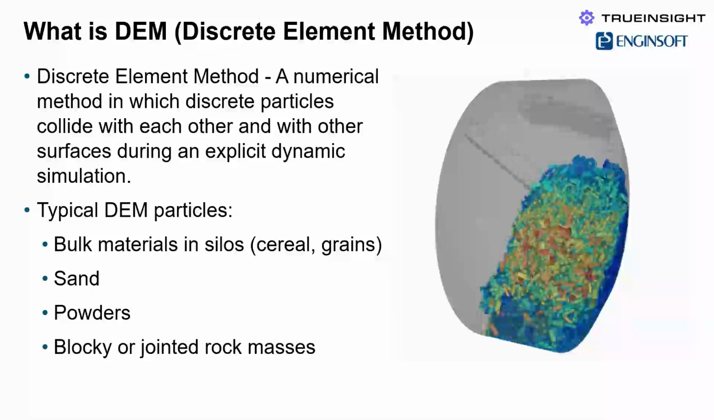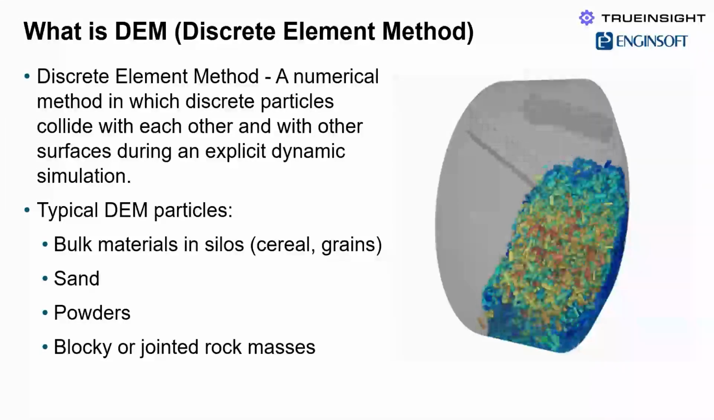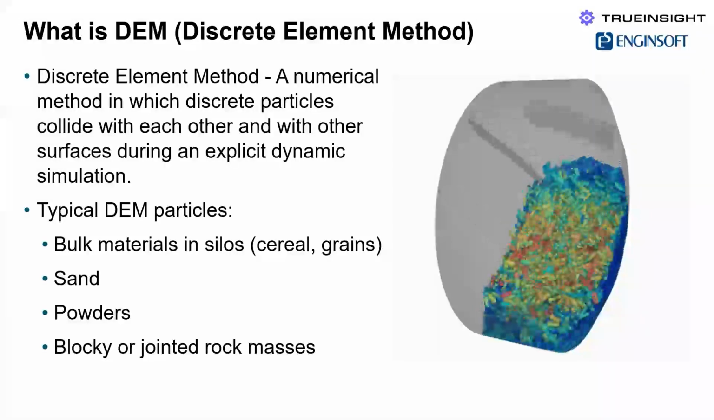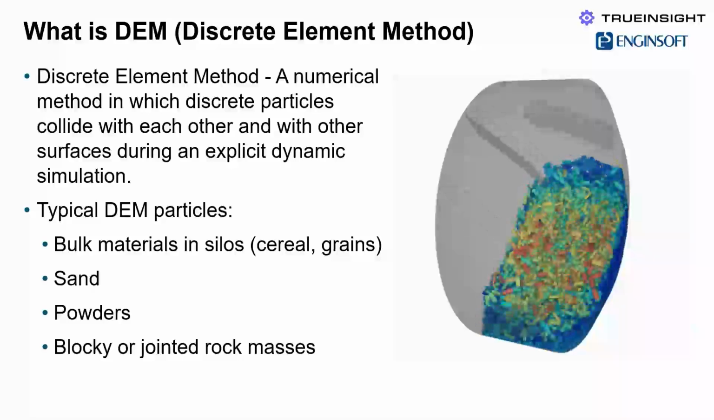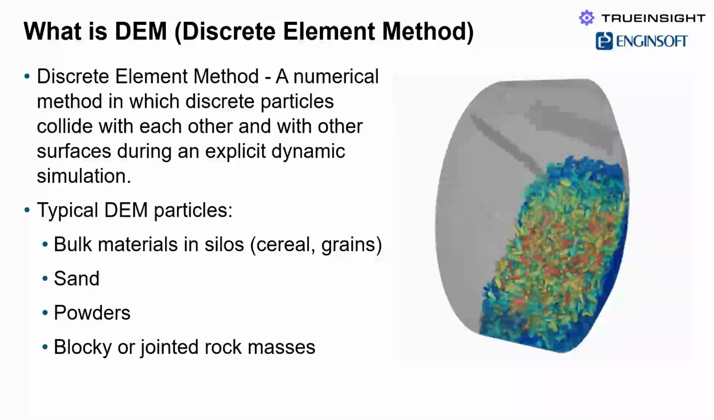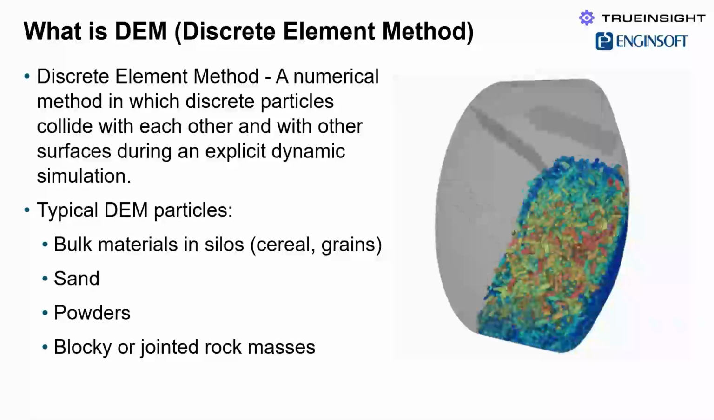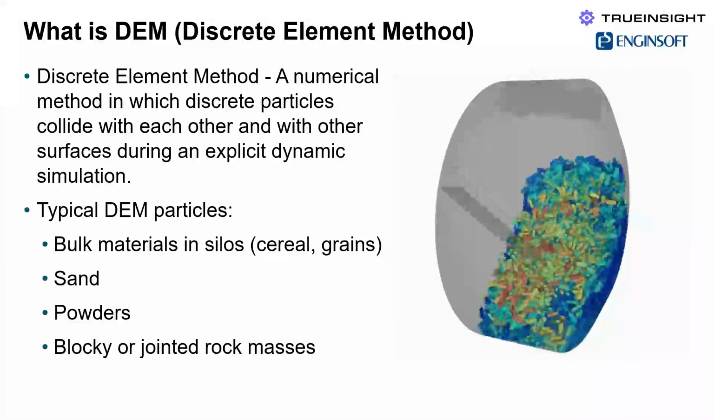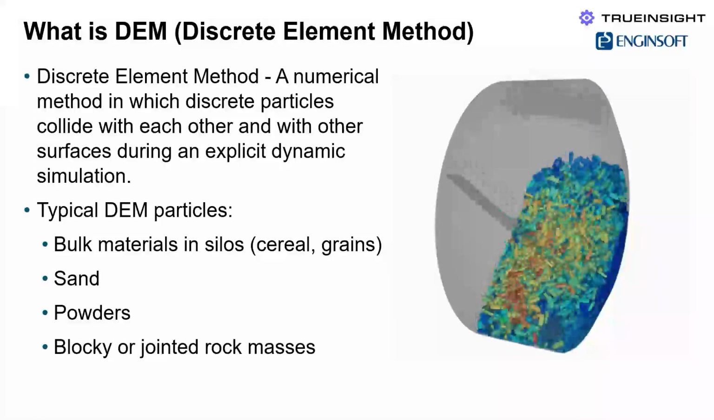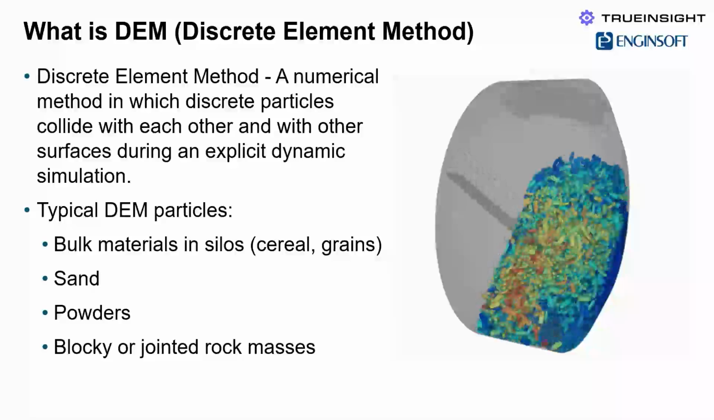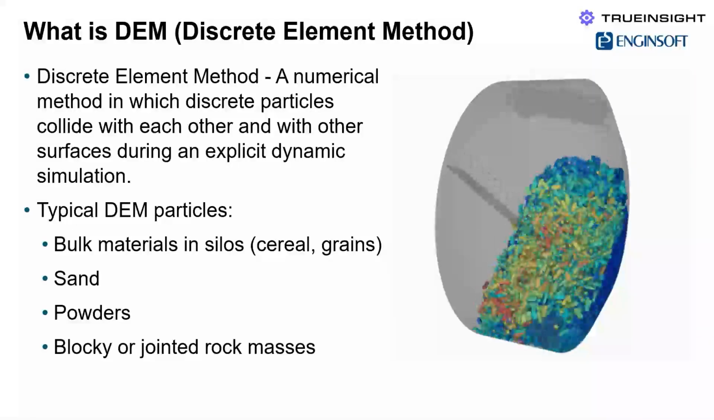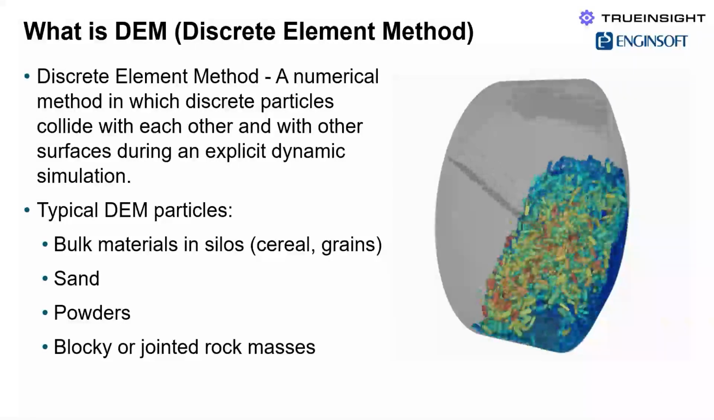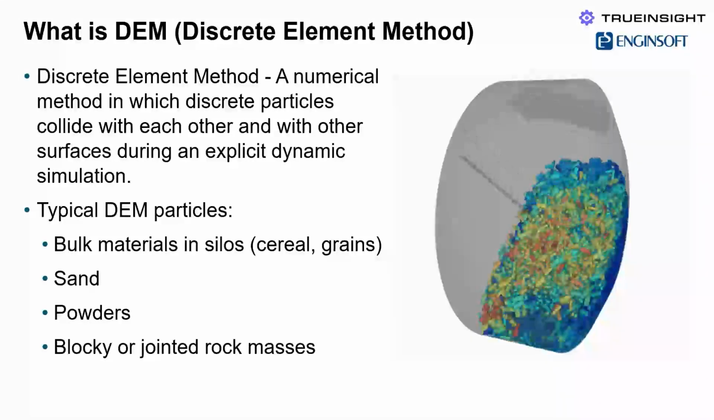So what kind of DEM particles are used? Well, we may have bulk material in silos, so agricultural type applications, different cereals, grains. In the case of that, these agricultural particles are often very much not spherical. We have things like sand, and those are closer to being spherical particles, depending on the region where the sand is. We have powders, and those can be quite fine powders.